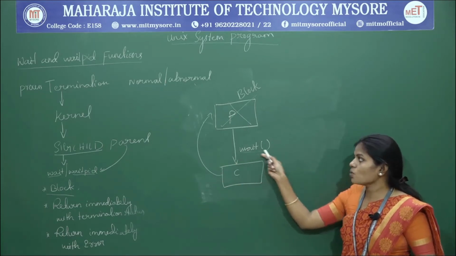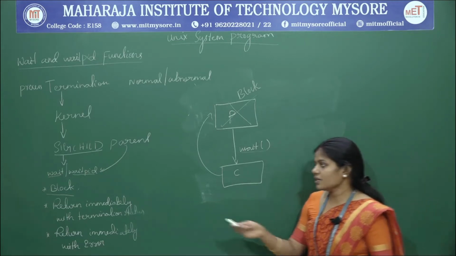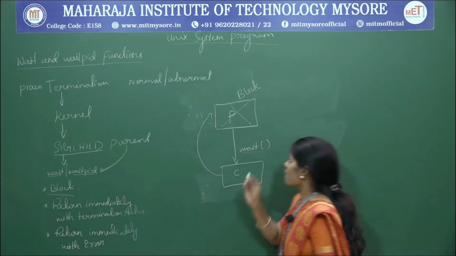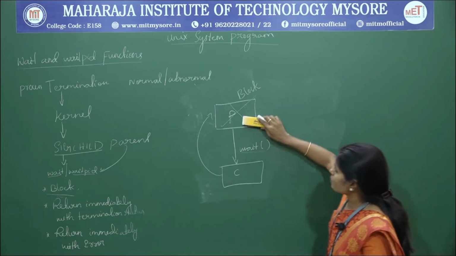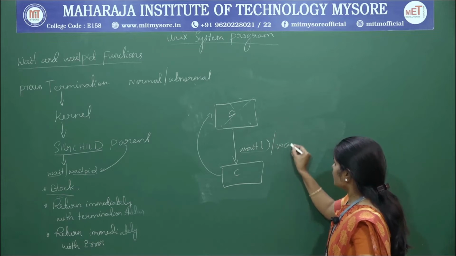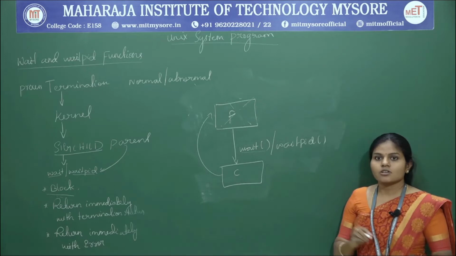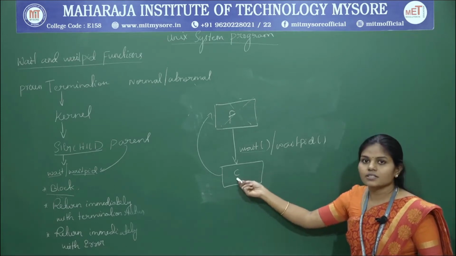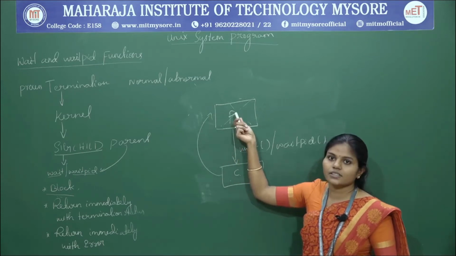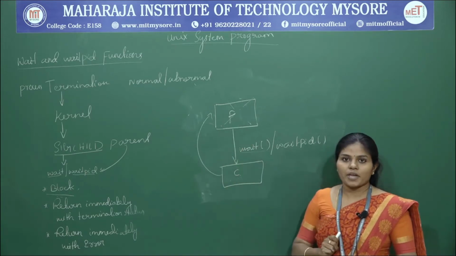So when you make use of wait or waitpid, that is the first thing that is going to happen, that is block. The second one is, when the parent calls the wait or waitpid function, it is going to return, and the termination status is going to be written immediately to the parent, right?